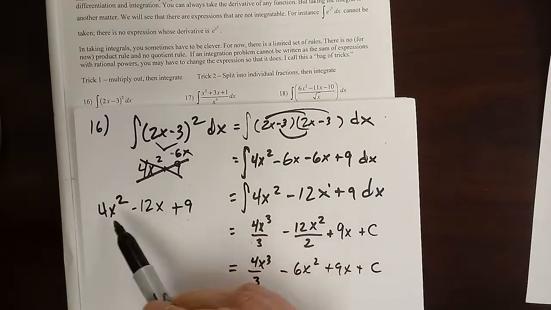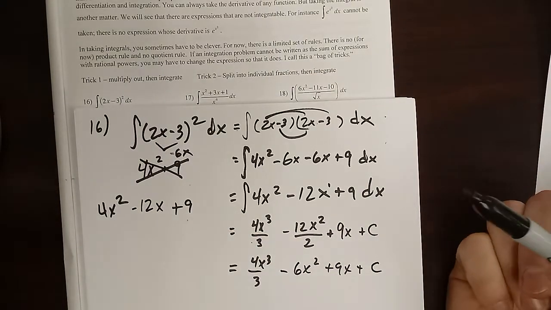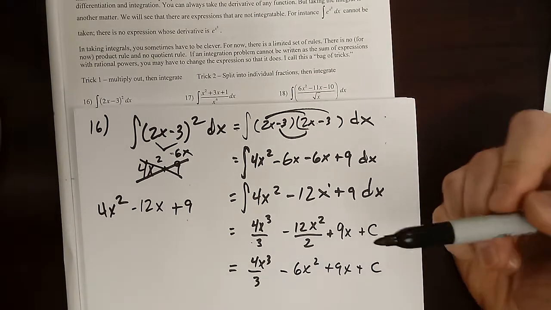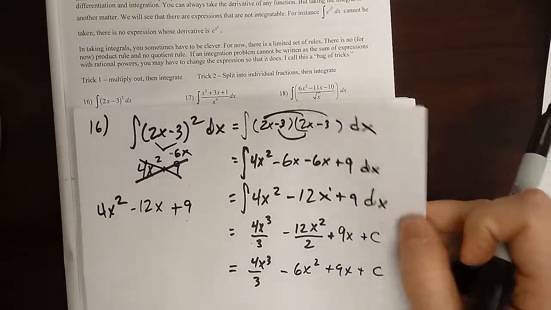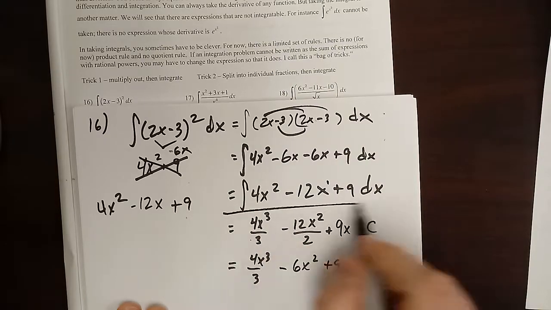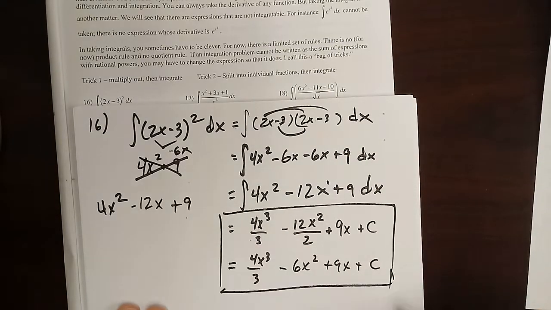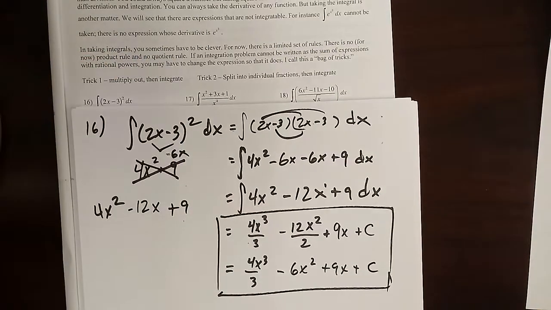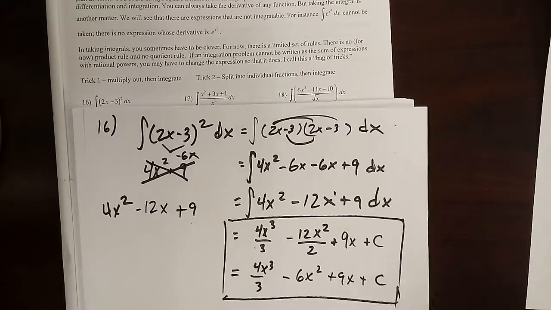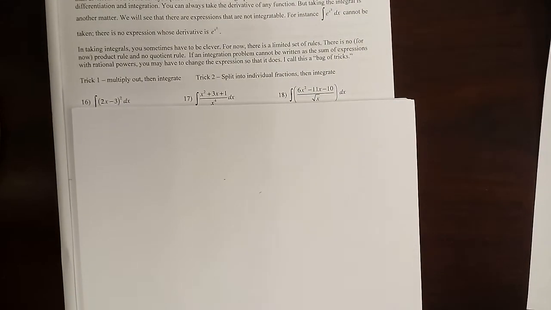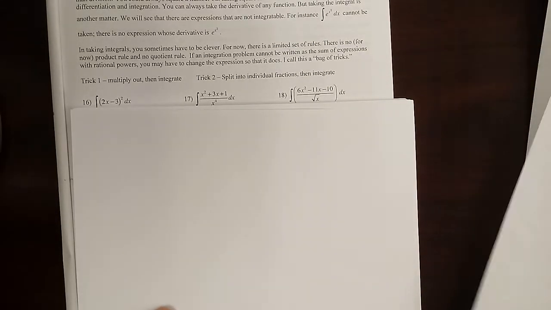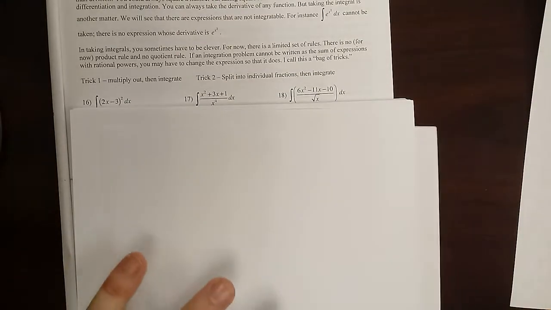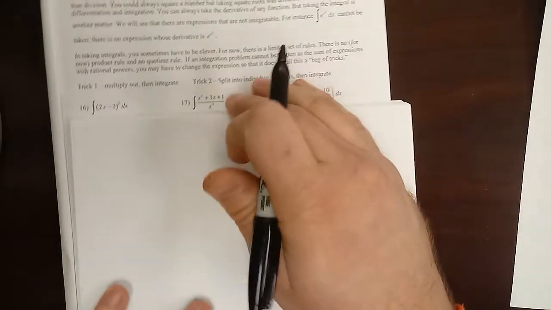So this strategy always works with squaring. With cubing it's different. You have to use Pascal's triangle, but anyway, the key thing is we got our 2 different acceptable answers for this integral. All right, number 17.